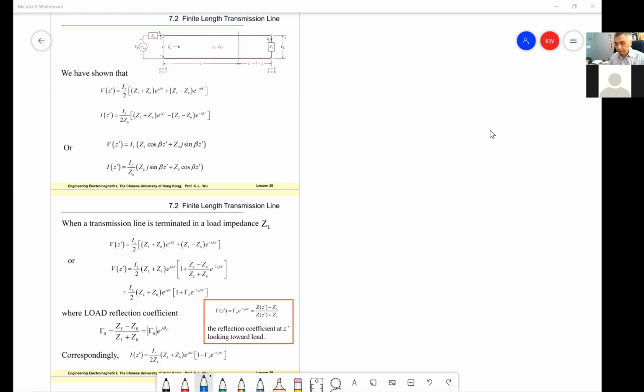Okay, so I'd like to go back a little bit to iterate some of the concepts and also correct some of the small mistakes I made yesterday and in the last example.